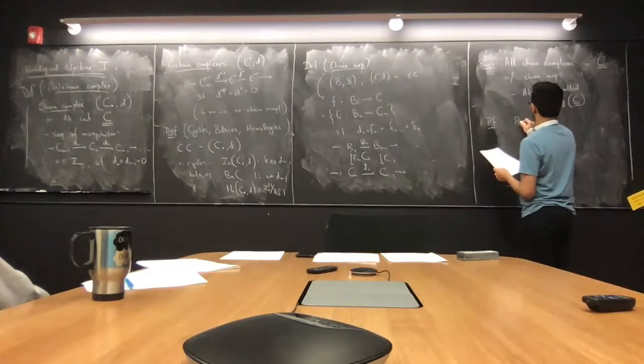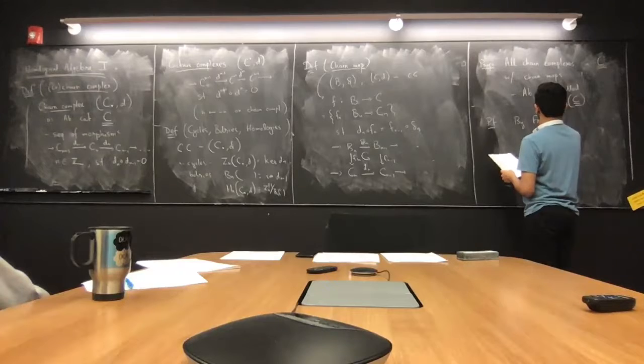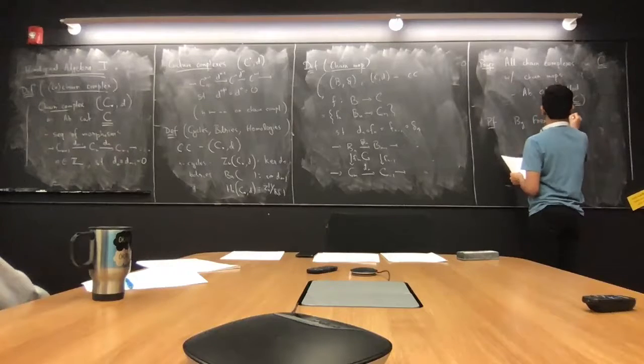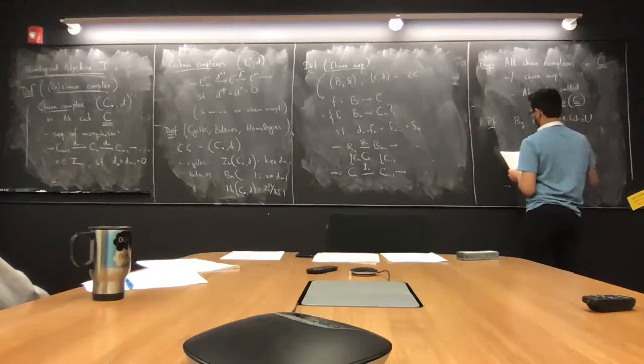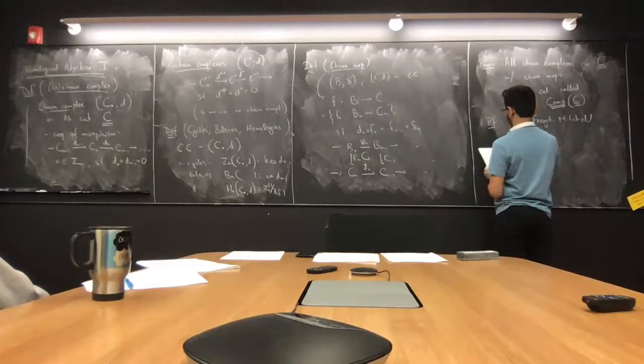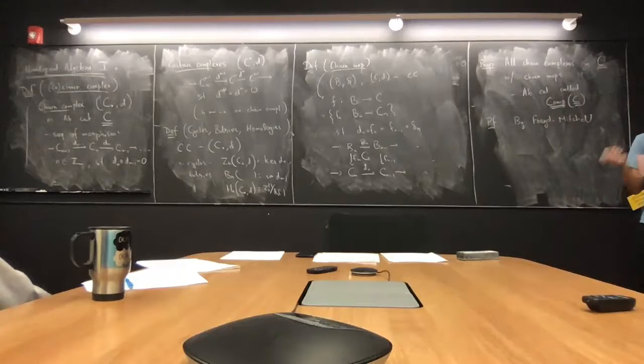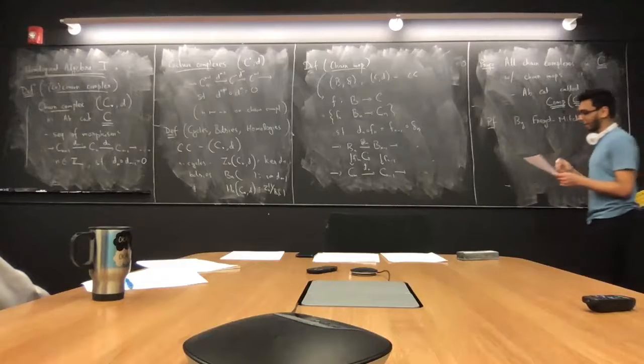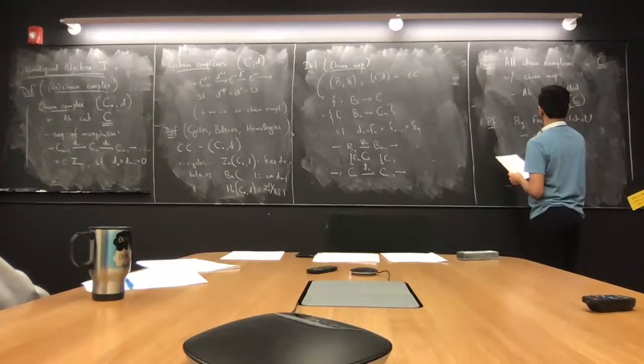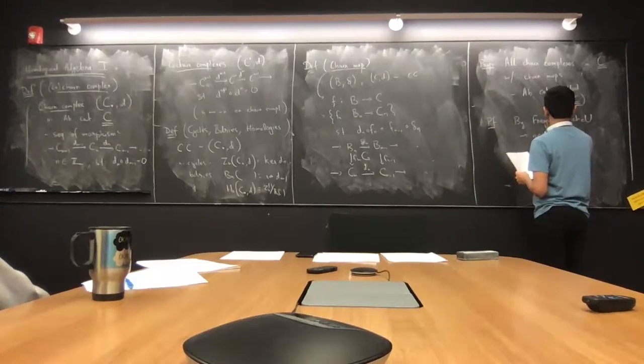So first of all, by the Freyd-Mitchell theorem, every abelian category can be embedded into the category of R-modules for a given R. So we only need to prove this for R-modules.